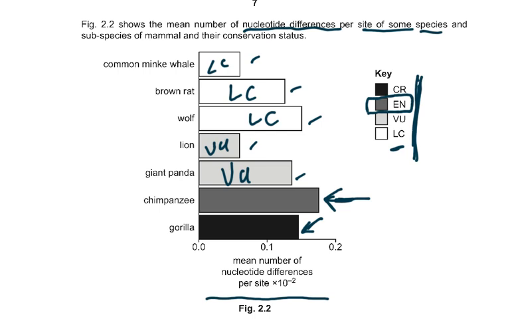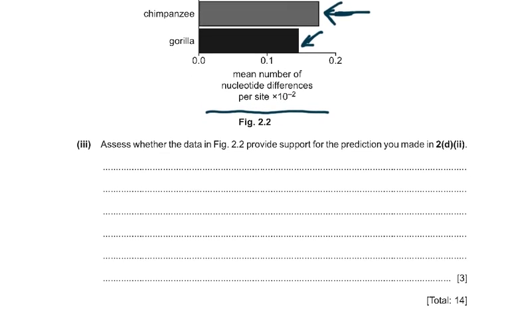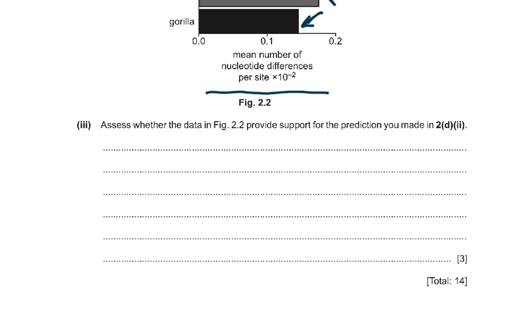Now let's look at what the question is asking. Take your time and look at this table and figure this out, because it's 3 marks. Assess whether the data in figure 2.2 provides support for the prediction you made in 2D2. What is the prediction you made? More genetic variation means a better conservation status, the other way around is less genetic variation, so there's less threat to it, there's least concern. But here it's all gone topsy-turvy. The chimpanzee has the highest genetic variation, but it is endangered. The minke whale has the lowest genetic variation, but is least concern.